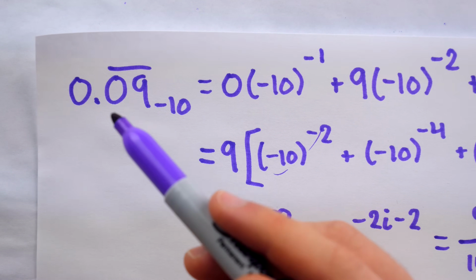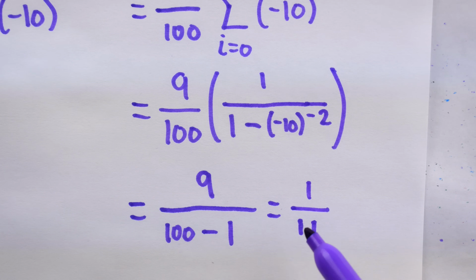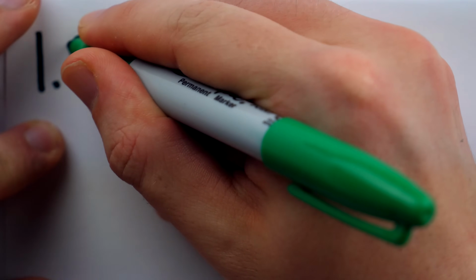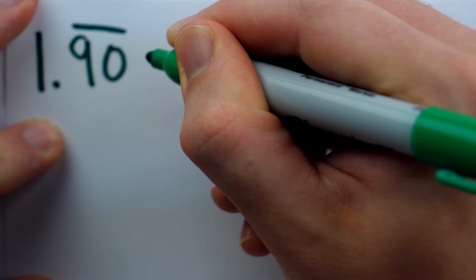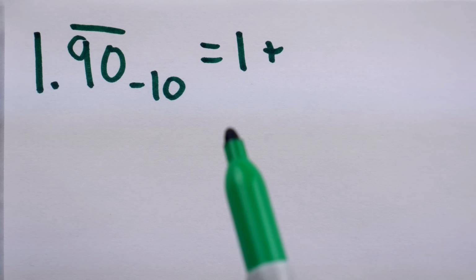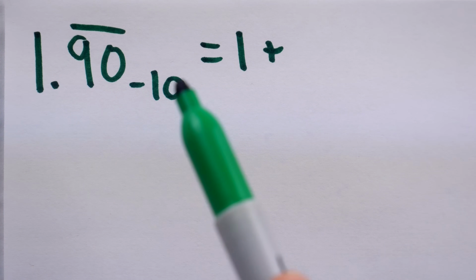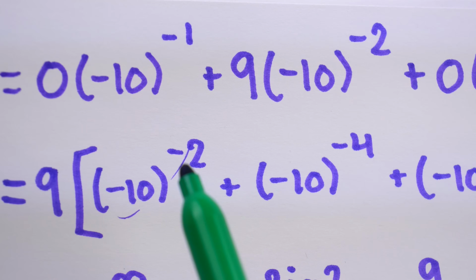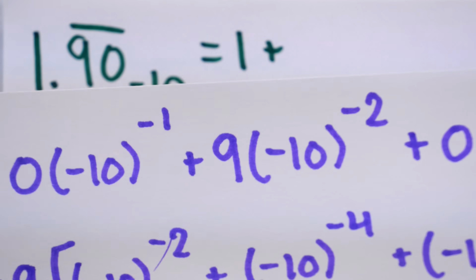Now, I'll show you a different way where we could write this same number in negadecimal. The idea is to add 1 and reverse the sequence of digits. So instead of 0.09 repeating, we're going to look at 1.90 repeating in negadecimal. The process of evaluating what this actually equals will be very similar to the previous example, except instead of the negative powers being even, they will be odd.